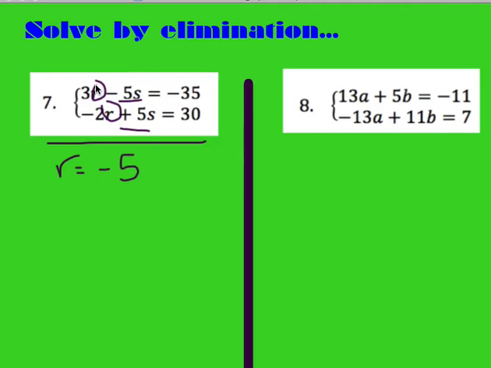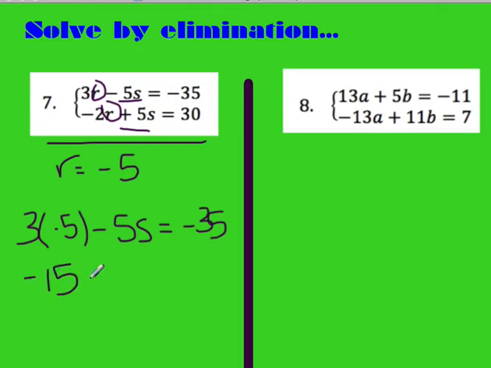So I'm going to substitute it into the first one. I'm going to take r out and put 5 in instead, and I'm going to keep the rest of the equation the exact same. Okay? 3 times 5 is 15, minus 5s is equal to a negative 35.